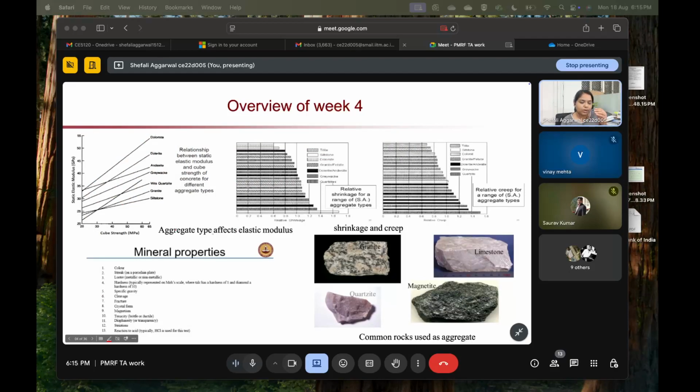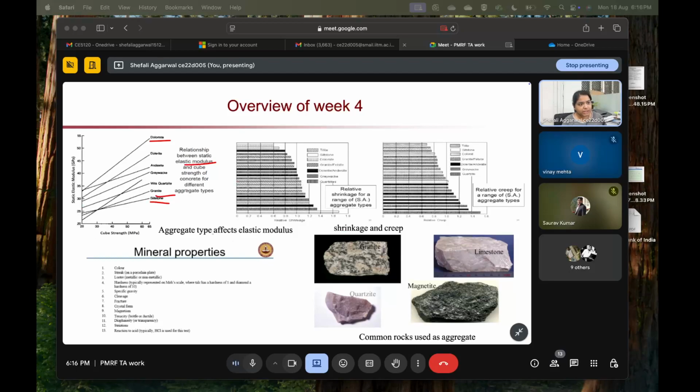The other thing is, what happens if you change the type of aggregates on the different properties of the concrete. First, what is happening in case of elastic modulus and cube strength. You can see, if you are using dolomite type of aggregates, you have a very high strength and elastic modulus. However, if you are using very weak types of aggregates like siltstone or granite, your properties will be lower.